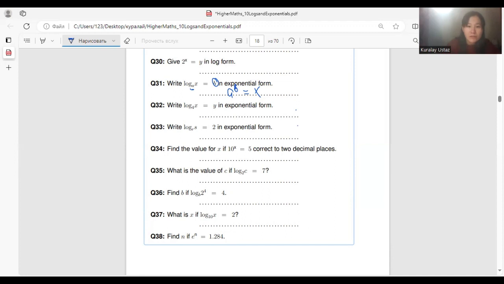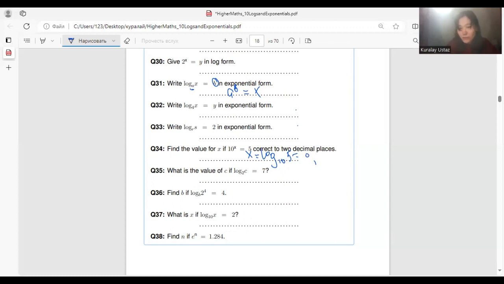So this one and this one are similar. Next question. That's also, so you need to find the value of x. That's logarithm base 10 of 5. And let's calculate it. That also you need to correct to two decimal places.